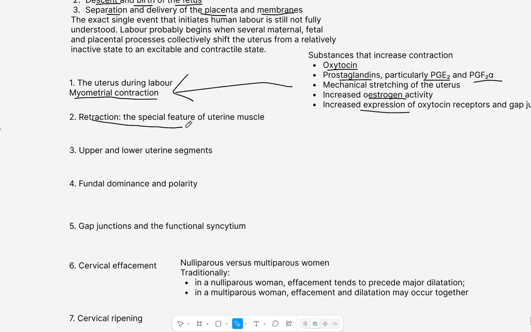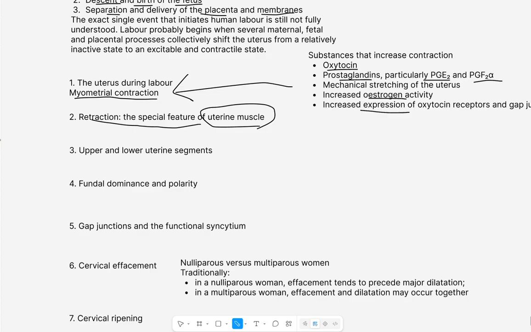Okay, moving on to the second thing, we're going to look at retraction. Retraction is a special feature of the uterine muscle. Okay, the uterine muscle has this special thing that it can retract. Retraction is basically retract, right? So the normal muscle returns almost completely to its original length after contraction.